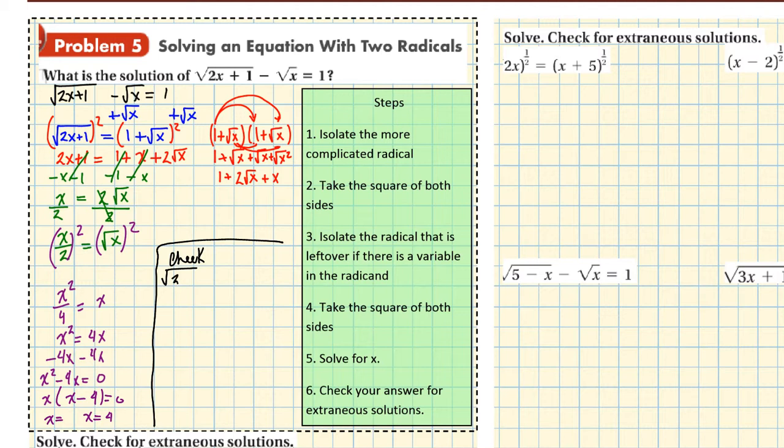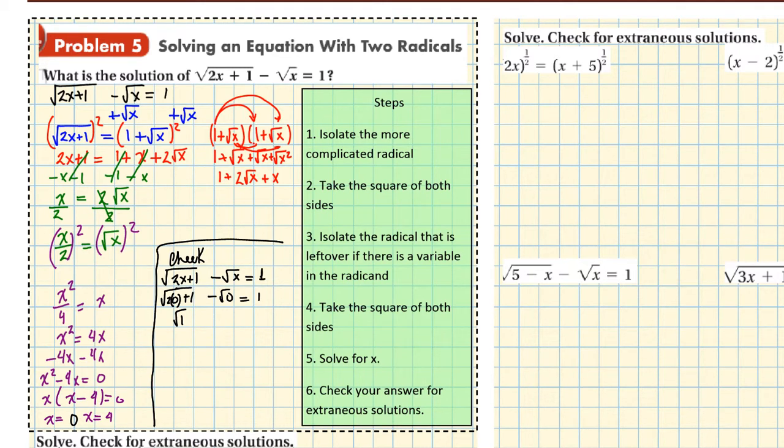We're going to plug in 0 because it seems to be the easiest one. So the square root of 2 times 0 plus 1 is equal to 1. So we get here the square root of 1 minus the square root of 0, which is 0, so I don't need to write that. Is equal to 1. And that works. So we know at least the first one, x is equal to 0, is going to work for our scenario.